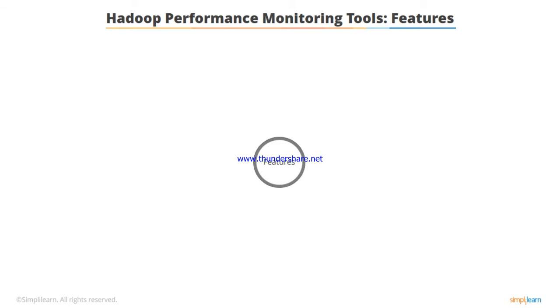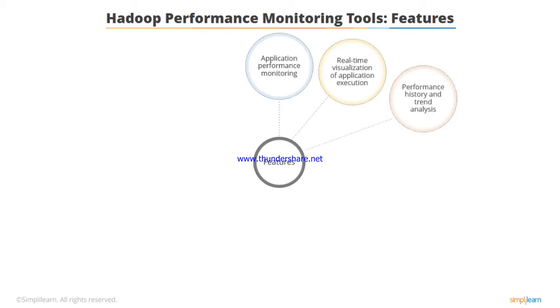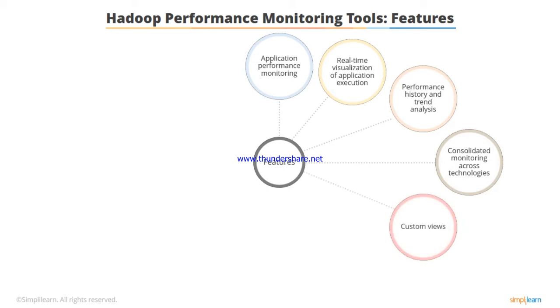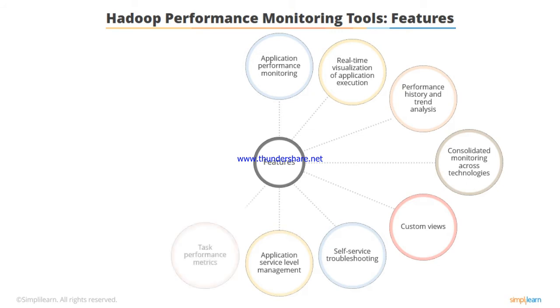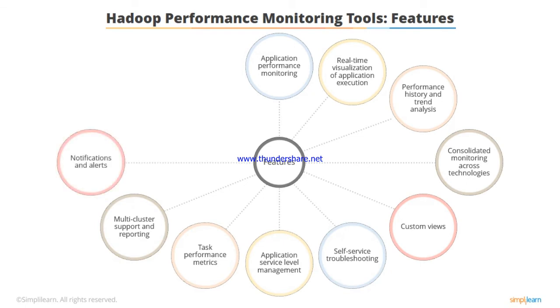Here are some features of Hadoop cluster monitoring tools that can help organizations decide which monitoring tool or solution to choose. Application performance monitoring. Real-time visualization of application execution. Performance history and trend analysis. Consolidated monitoring across technologies. Custom views. Self-service troubleshooting. Application service level management. Task performance metrics. Multi-cluster support and reporting. Notifications and alerts. Compatibility. Cluster or node monitoring.